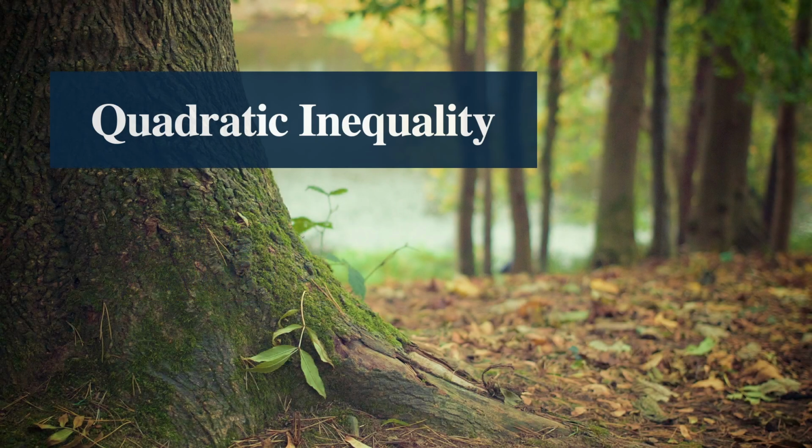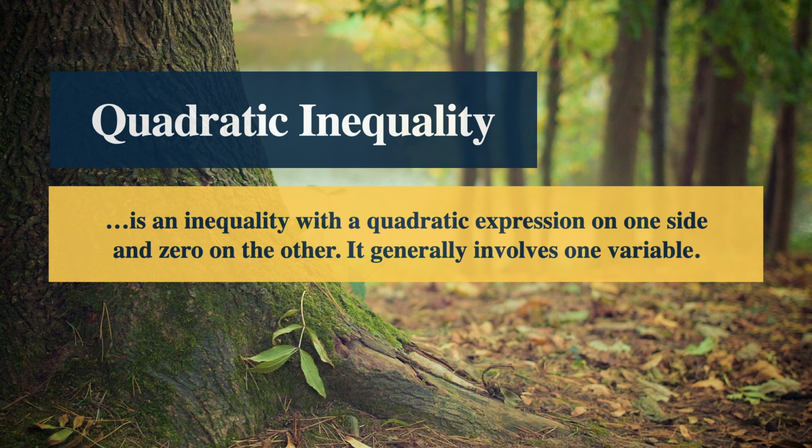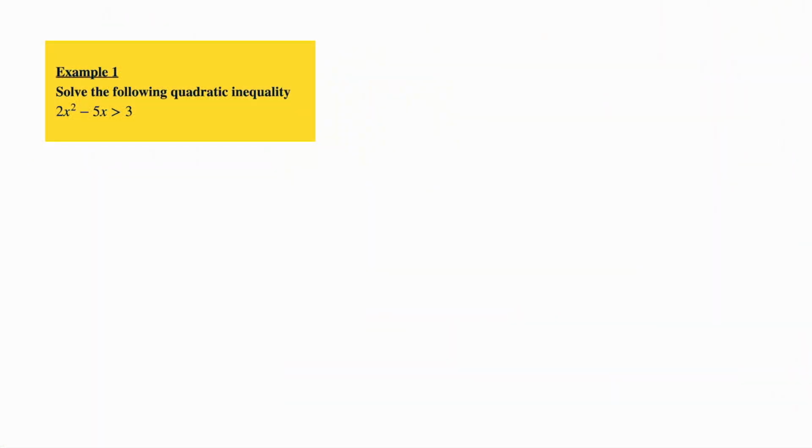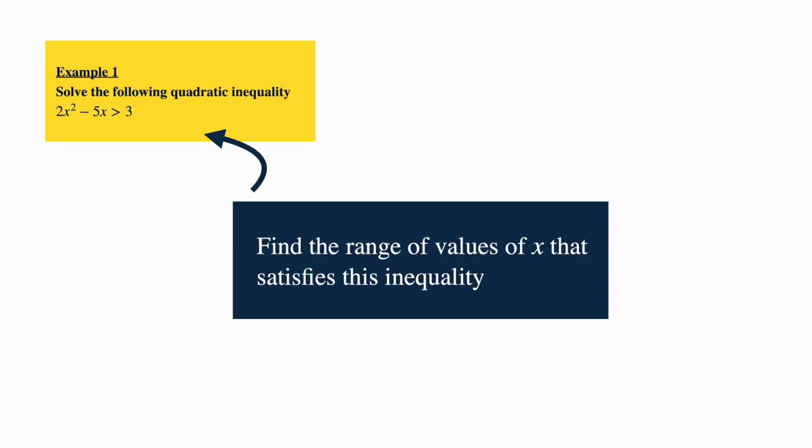A quadratic inequality is an inequality with a quadratic expression on one side and 0 on the other side, and it generally involves one variable, something like you see on the screen. Questions may go like this: solve the following quadratic inequality. What this essentially means is that we need to find the range of values of x that satisfies this particular inequality.